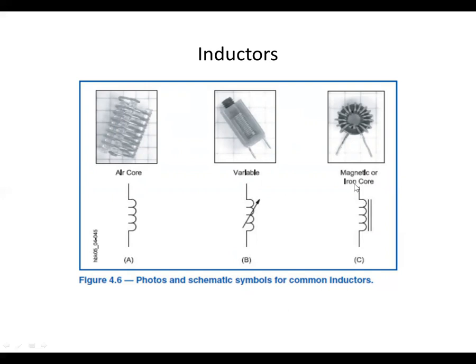And then this is a symbol for a magnetic or iron core inductor, where this is the iron core and this is the inductor. And you can see that's how these are made. The wires are wrapped around this iron core donut.